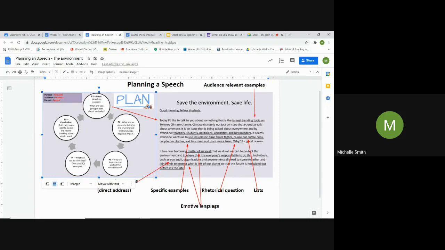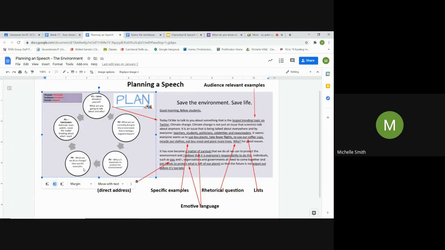Paragraph 4, what can we do to change? And I've put give specific examples. So this is where you might start talking about specifically what we need to do to stop climate change wiping us all out. So whether that's we need to recycle our coffee cups, or we need to stop putting so much in landfill. Maybe it's the corporations that need to start making packaging of the things that we buy and consume that is 100% recyclable.